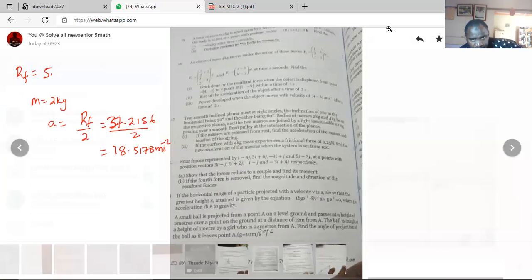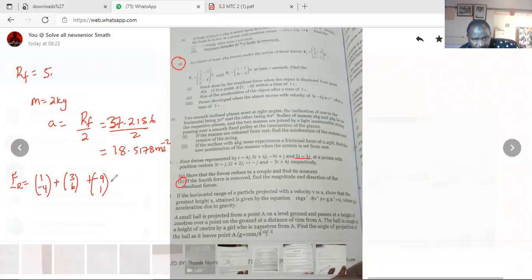So there is an example here. You're going to try out this number, is it 16 or 10? Then there is also this one, 17 or 18, but you're doing part 2. If the fourth force is removed, the fourth force is which one? 1, 2, 3, 4. You remove this fourth force. Find the magnitude and direction of the resultant. I think we can do that in the next 10 minutes. This one is in terms of i, j, and k. So I can extract the i, j, and k and write 1, negative 4, plus the second one is 3, 6, the third one is negative 9, 1. Then the resultant force will be negative 9 plus 3, that is negative 6 plus 1, negative 5. Then negative 4 plus 2 plus 1, you get 3.